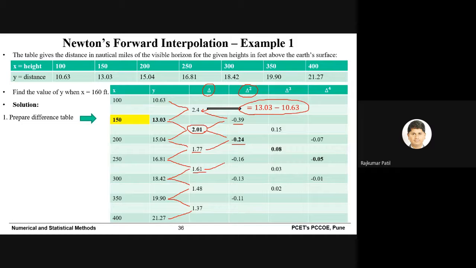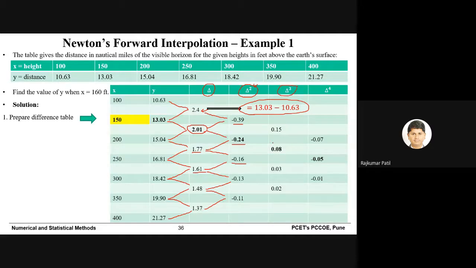Again, 1.61 minus 1.77, answer is minus 0.16. Similarly, you will get minus 0.13, minus 0.11, and this is how you will get del square values. Then we will go to del cube.